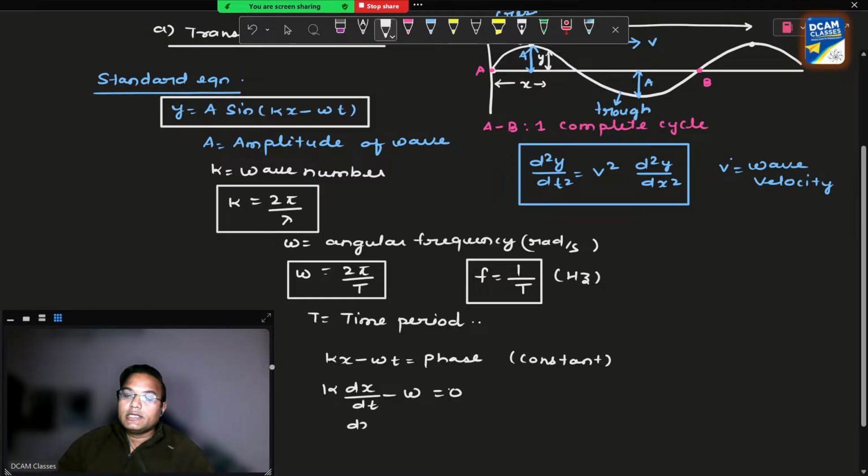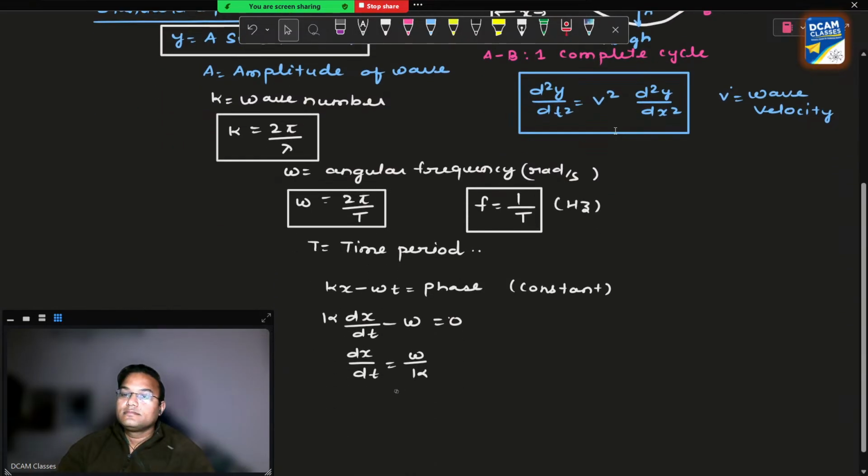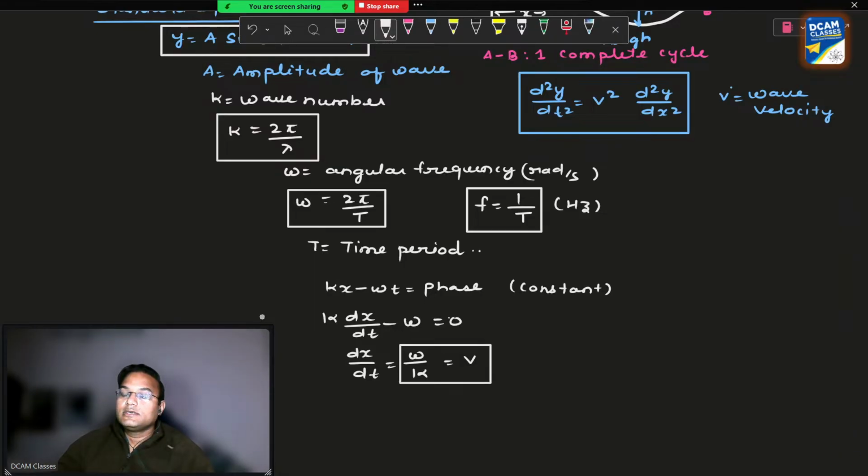So this dx by dt will become equal to omega by k. And look carefully, this dx by dt represents the velocity of the wave, v. So from this we get the velocity of a wave is omega by k, where omega is angular frequency and k is the wave number, 2 pi by lambda. Clear?